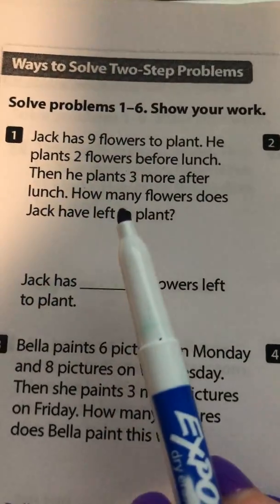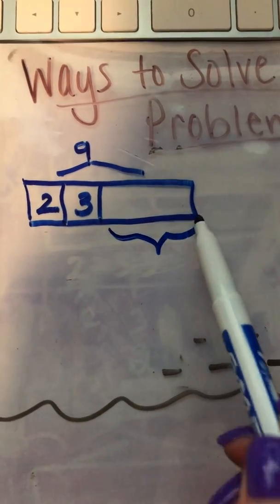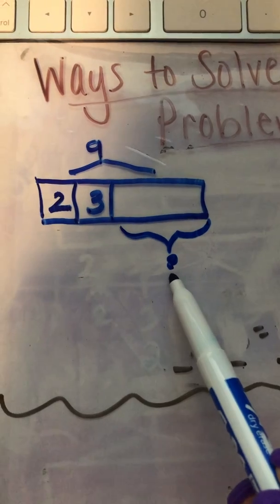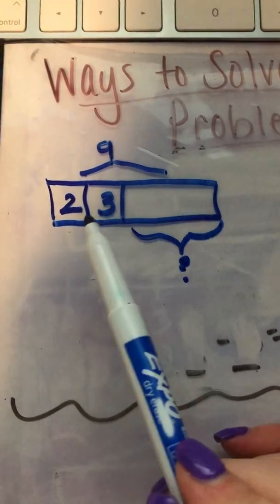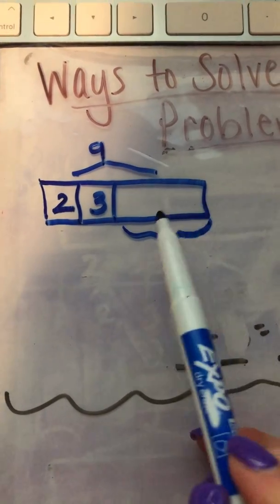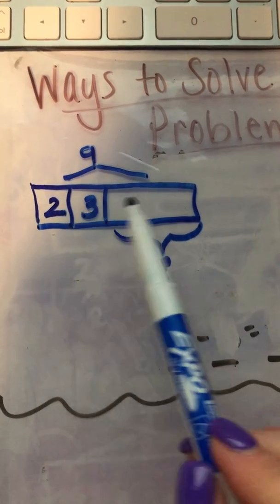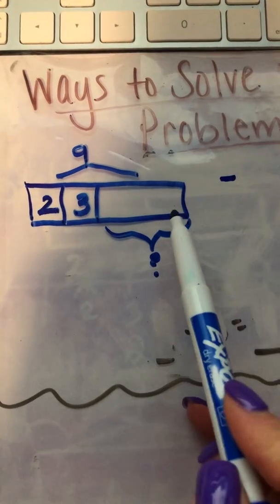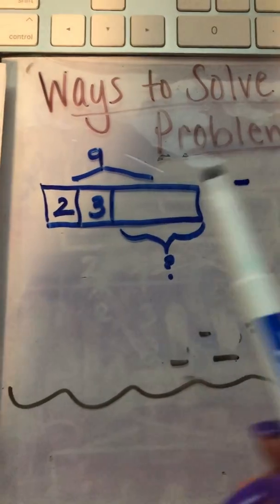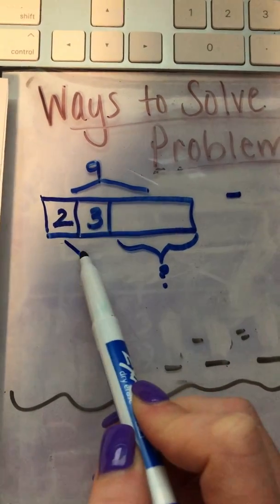Now they want to know, how many flowers does Jack have left to plant? That's this part here that we don't know. We have to solve for how many flowers are left. That's the unknown part. So we have a whole, we have a part, and we have one missing part. When we have a whole, one part, and one missing part, then we know that we need to subtract to find this missing answer.